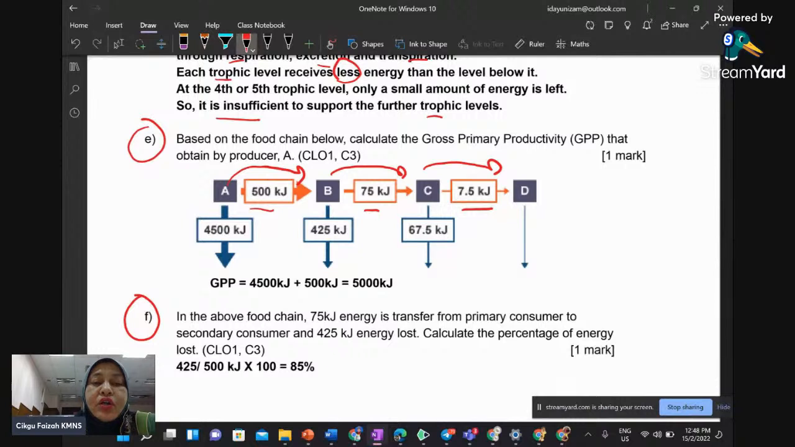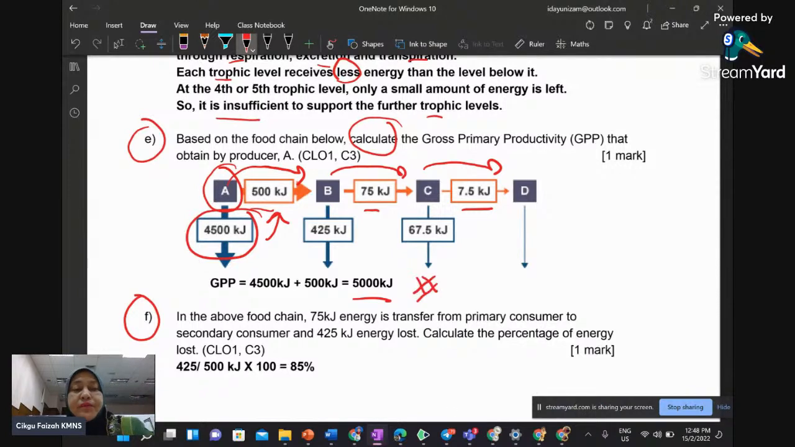The question asks you to calculate the GPP obtained by the producer. That means the producer is A, class. So how much does the producer get? GPP is the gross primary productivity. So that means you have to add 4,500 kilojoule plus 500 kilojoule. So you will get 5,000 kilojoule.